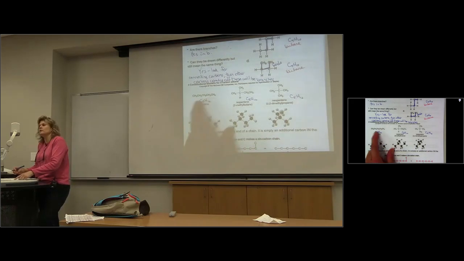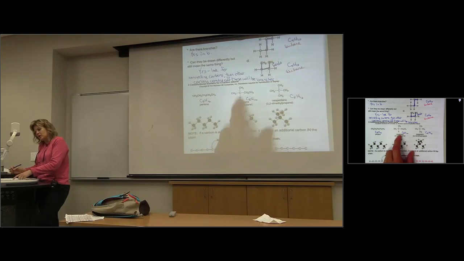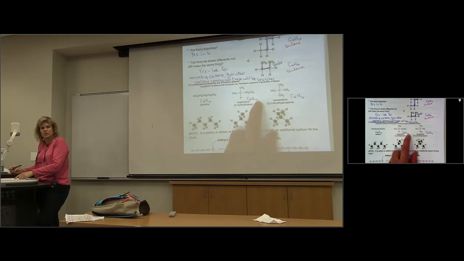Would you all agree this is truly pentane? Yes? Yeah, that's pentane. Okay. This one is called isopentane. Why is this called isopentane? Because it has 4 continuous carbons. It still is C5H12. It has 4 continuous carbons. Does it have a true branch? Yes.